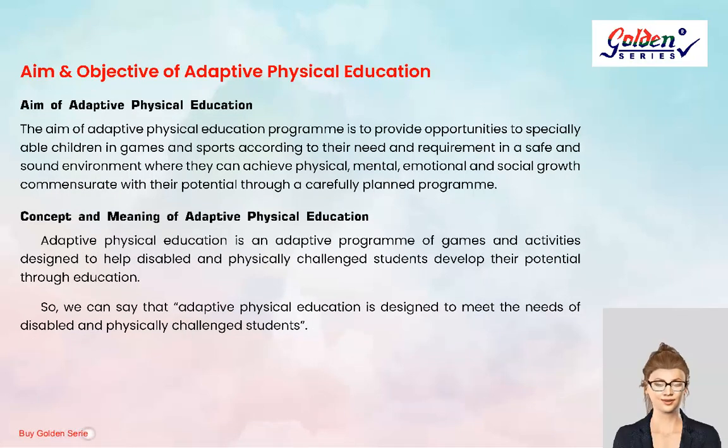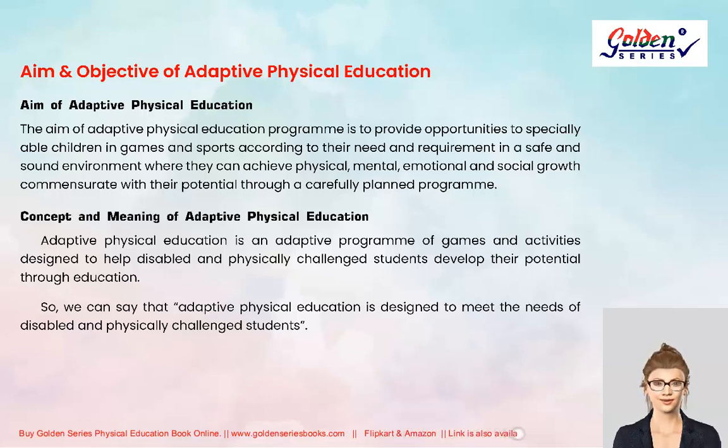Aim of adaptive physical education. The aim of an adaptive physical education program is to provide opportunities to specially abled children in games and sports according to their need and requirement in a safe and sound environment where they can achieve physical, mental, emotional, and social growth commensurate with their potential through a carefully planned program.